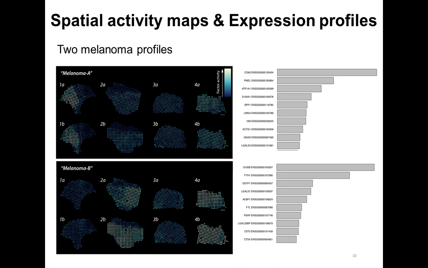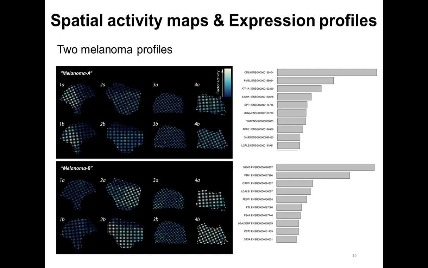When comparing the spatial activity maps to the histological images, we found 4 factors to be particularly interesting. These 2 here both have spatial activity maps that correspond to melanoma areas. So we labeled them melanoma A and B. They overlap to some extent, but not always. Sample 1, for example, seems to have a melanoma A, but not B, whereas sample 2 has a bit of both.